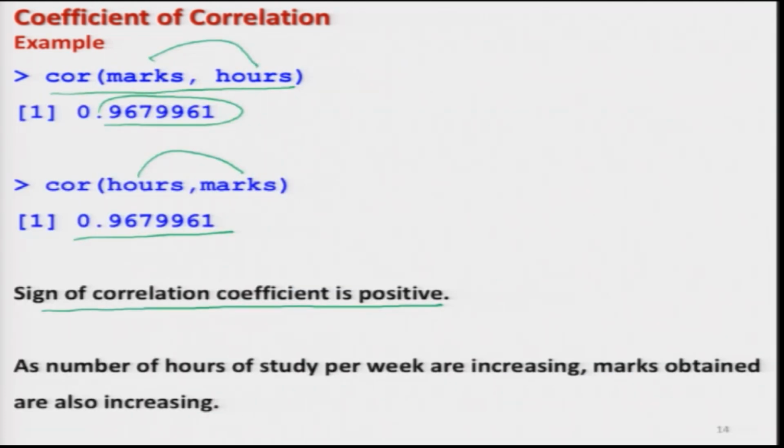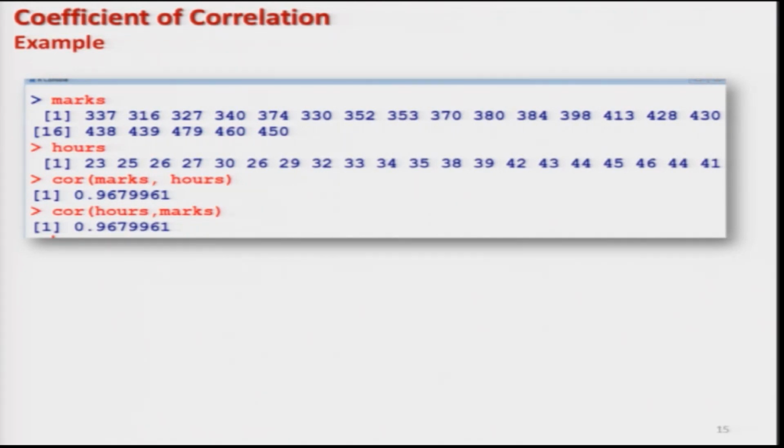And we can conclude that as the number of hours of study per week are increasing, the marks obtained by the students are also increasing, because there is a positive relationship and the value of the correlation coefficient is pretty high. So, that is why I can say that whatever the data is telling is correct, and my conclusions based on the data are correct, and the data is also showing a linear trend. And this is the screenshot.